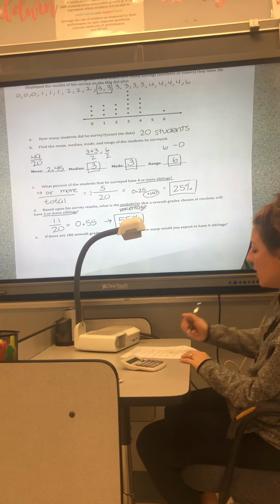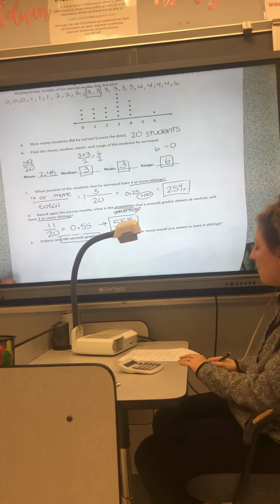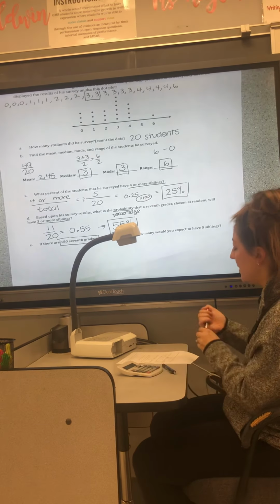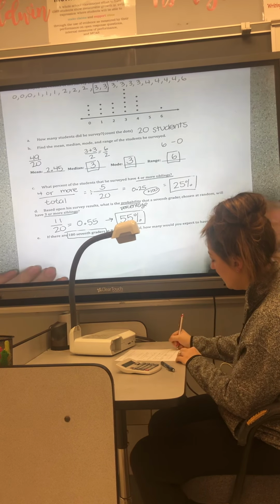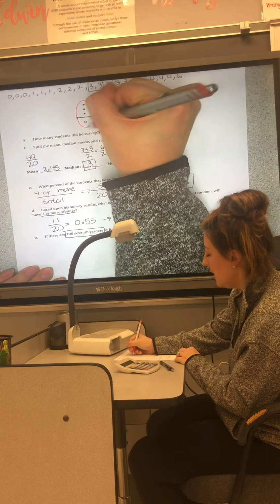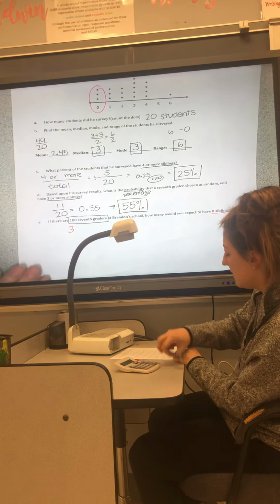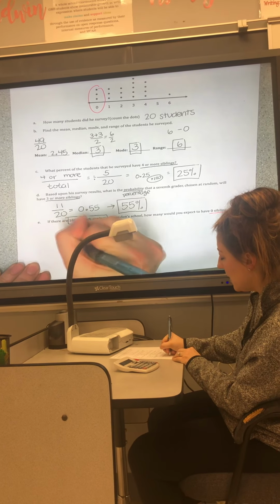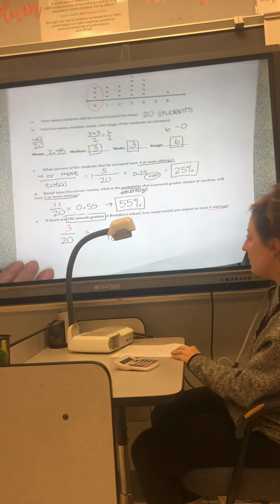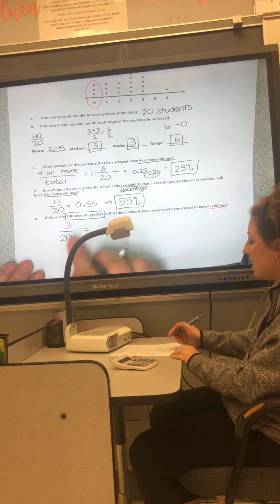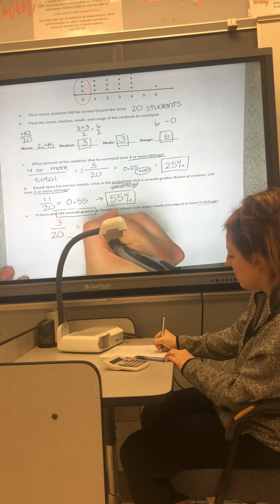Last, if there are 180 7th graders, how many would you expect to have 0 siblings? So we can see that there are 3 that have 0 siblings out of our original 20, but we want to know if we asked 180 students. So I can do 180 divided by 20, and I know this is times 9.